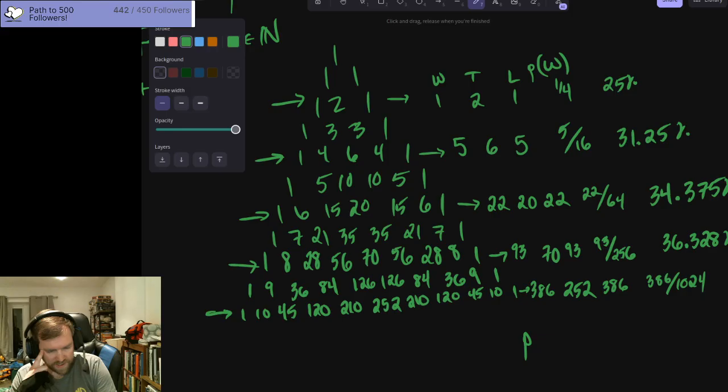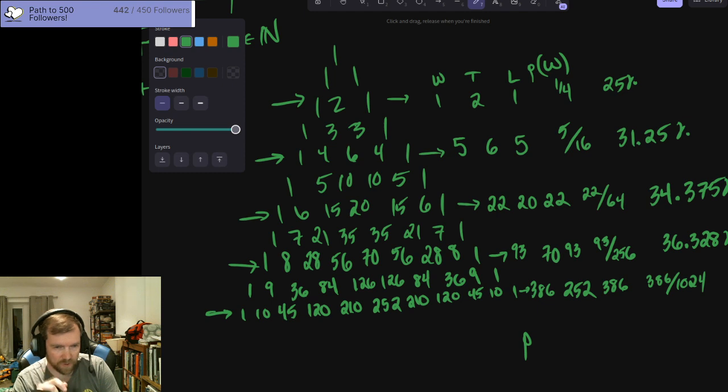With n equals 6, we got 1 p to the 6th plus 6 p to the 5th times 1 minus p plus 15 p to the 4th times 1 minus p squared. And then 2 more down, n equals 8. We've got p to the 8th plus 8 p to the 7th times 1 minus p plus 28 p to the 6th times 1 minus p squared plus 56 p to the 5th times 1 minus p to the 3rd, and then we could go to 10 at the bottom.